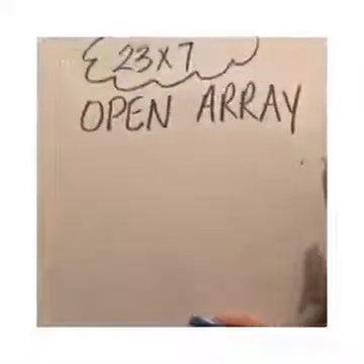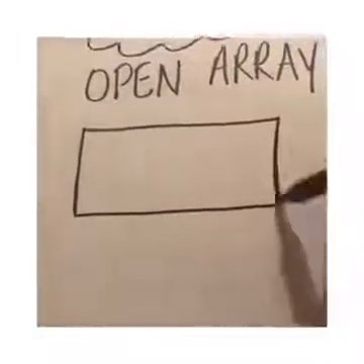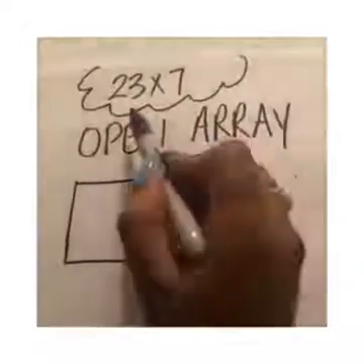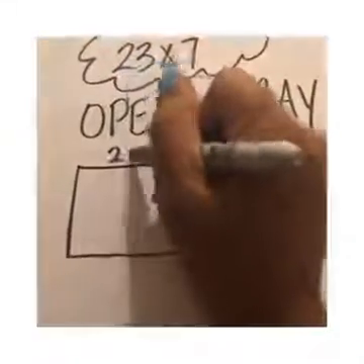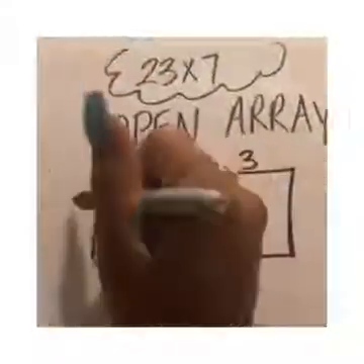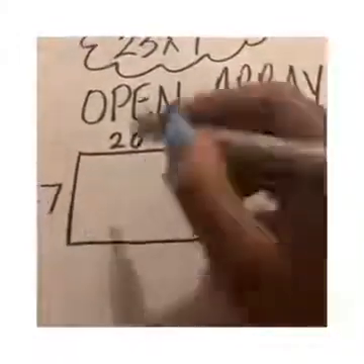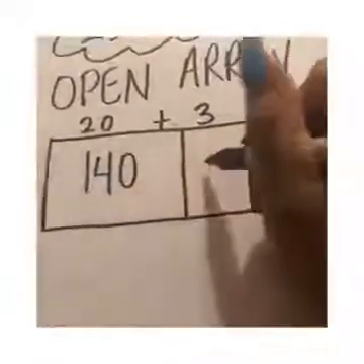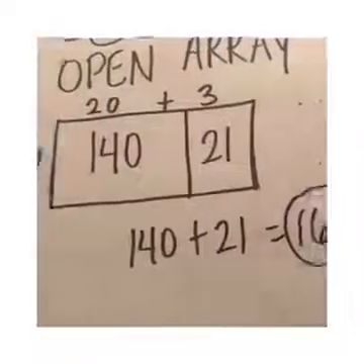Okay, so the open array. It's very similar to the array we just did, but this time we're going to use boxes and just numbers. We're done with pictures. We're too old for that. So I'm going to break apart the number 23. Instead of saying 23, I'm just going to say 20 plus 3, times 7. And so I'm just going to multiply. 20 times 7 is 140. 7 times 3 is 21. 140 plus 21 is 161.